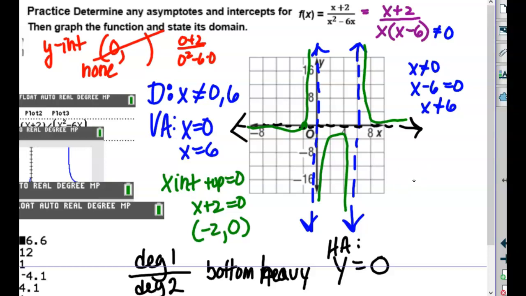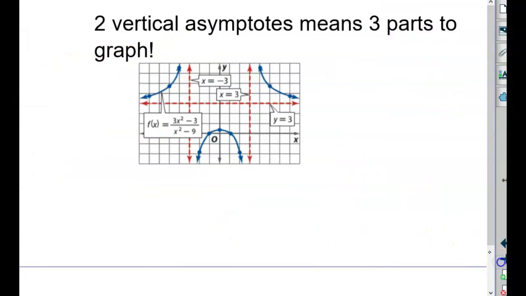All right. This one did not have a hole. Let's proceed and see how we do on the next one. Just to remember, when you have two vertical asymptotes, it means there's 3 parts to the graph. There has to be something to the left of and right of each vertical asymptote.